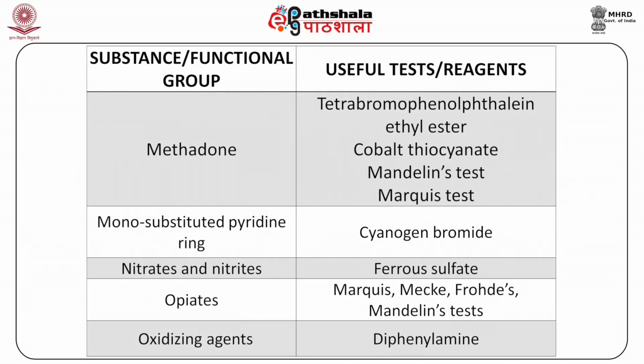For methadone, tetrabromophenolphthalein ethyl ester, cobalt thiocyanate, or Mandelin's test, or Marquis test. For mono-substituted pyridine ring, it is cyanogen bromide. For nitrates and nitrites, it is ferrous sulfate. In case of opiates, the Marquis, MEC, Froehde's and Mandelin tests are carried out. In case of oxidizing agents, diphenylamine is used.